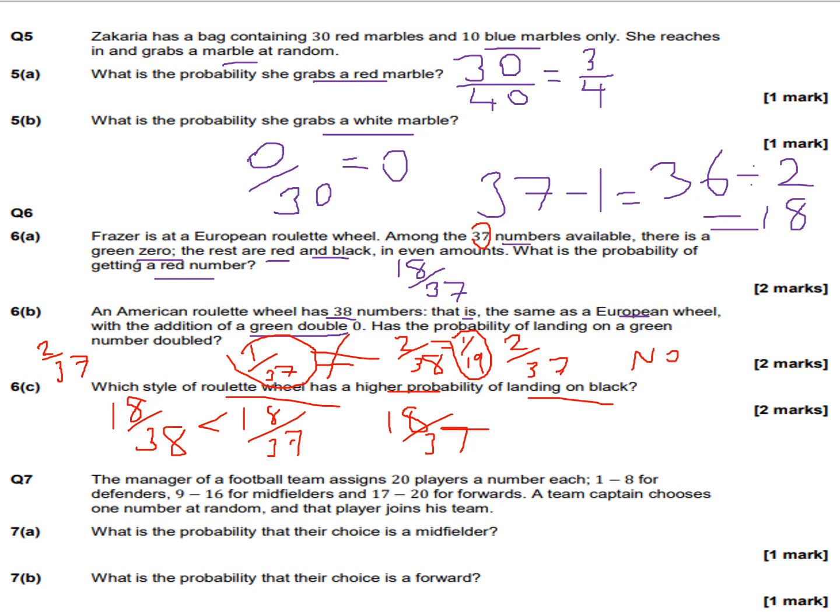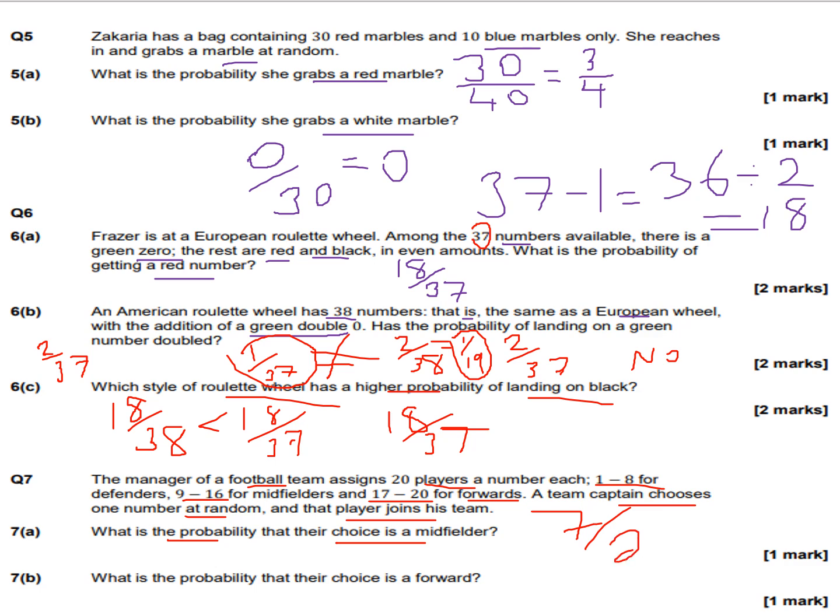Question number 7. The manager of a football team assigns 20 players a number each: 1 to 8 for defenders, 9 to 16 for midfielders, and 17 to 20 for forwards. A team captain chooses one at random and that player joins the team. Part A. What is the probability that their choice is a midfielder? So that'll be 9 to 16, so that'll be 7 out of 20.